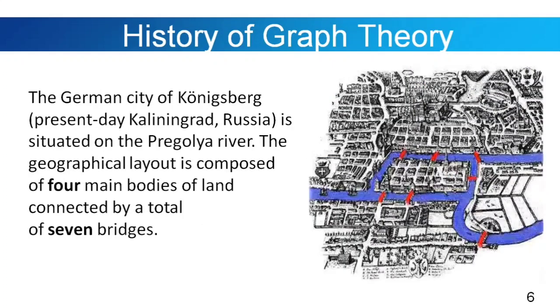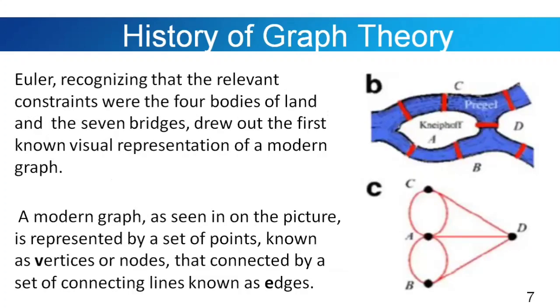The German city of Königsberg, present day Kaliningrad, Russia, is situated on the Pregolya River. The geographical layout is composed of 4 main bodies of land connected by a total of 7 bridges. Euler, recognizing that the relevant constraints were the 4 bodies of land and the 7 bridges, drew out the first known visual representation of a modern graph.